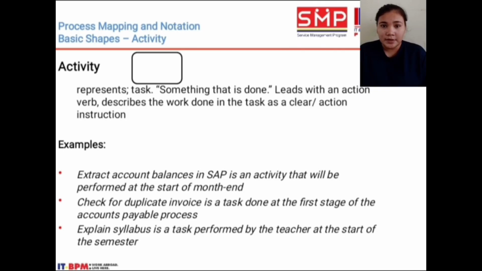What is an activity? An activity is shown as a rectangle with rounded corners, and the meaning is it represents a task or something that is done. The process of the activity in the business is the actual work that people or systems perform to move the process forward, and it's the step between the event circles you learned about earlier.